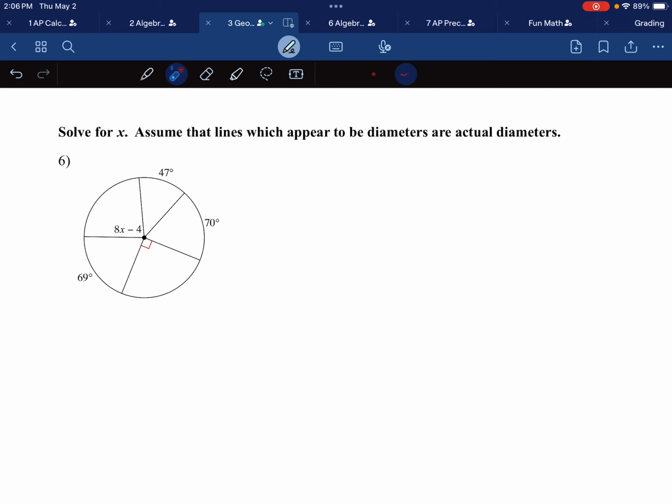So x is part of this 8x minus 4, which is this central angle. So we probably need to add up all of these angles here. We have 47 is that central angle, 70 is that central angle, 69 is that central angle, 90 is that central angle, and this unknown one, which we don't have. So let's go ahead and add these things up. And I'm going to make an equation right off the bat. I need 8x minus 4, that's one angle, plus 47, plus 70, plus 90, plus 69. All of those should add up to a full circle, which is 360 degrees.